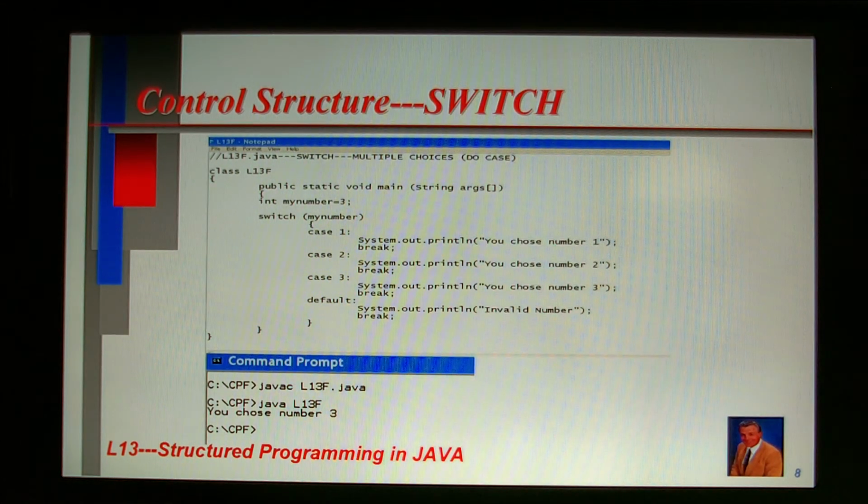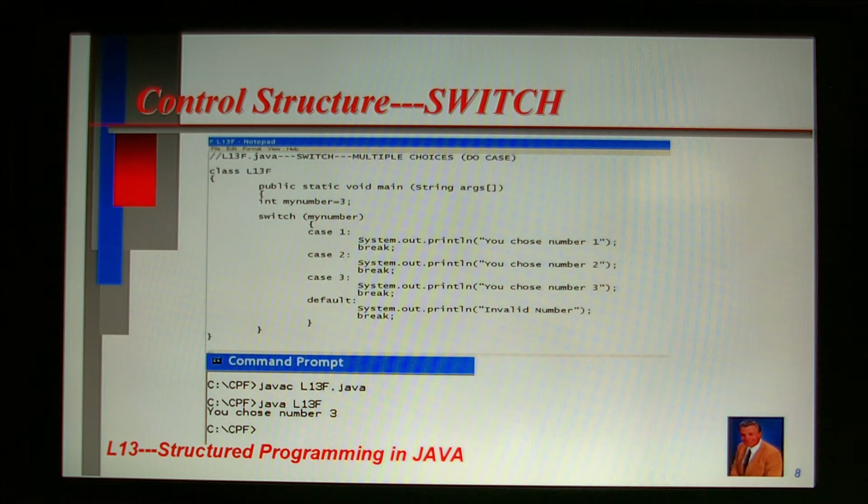Computer Program Code Model L13F.Java demonstrates the switch decision control structure. The switch is a member of the decision family of control structures. The major feature of this member of the family of decision control structures is that for the switch decision control structure, multiple choices for the decision making are presented.